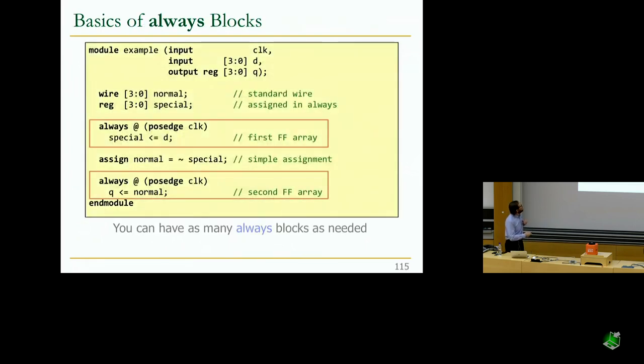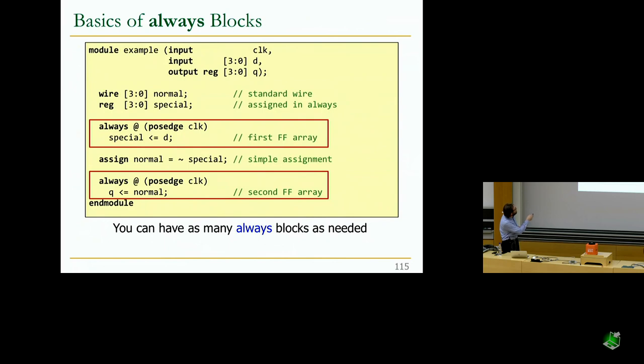Okay, so let's look at these always blocks in a little bit more detail. You can have as many always blocks as needed. That's the beauty. In fact, a real microprocessor has many, many of these always blocks. So, for example, you sample this particular register. The special register gets D at the positive edge of clock. And there's another register, Q, that gets normal at the positive edge of clock also, right? And you could have many of these, right? And you could have combinational logic over here, as you can see. In this combinational logic, you get the complement of special becomes normal, and normal gets captured at the positive edge of clock inside the Q. Okay, so hopefully it's obvious, right?